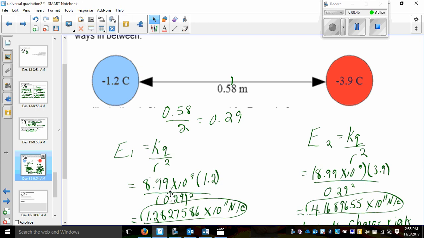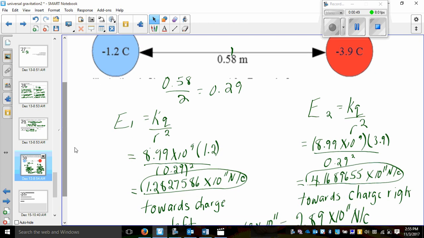I multiply that out, I divide by the radius squared or the distance squared, and I get a value of 1.28 times 10 to the negative 11. So make sure you're pausing and you're trying these calculations, okay? And that you can get the same answer I do.